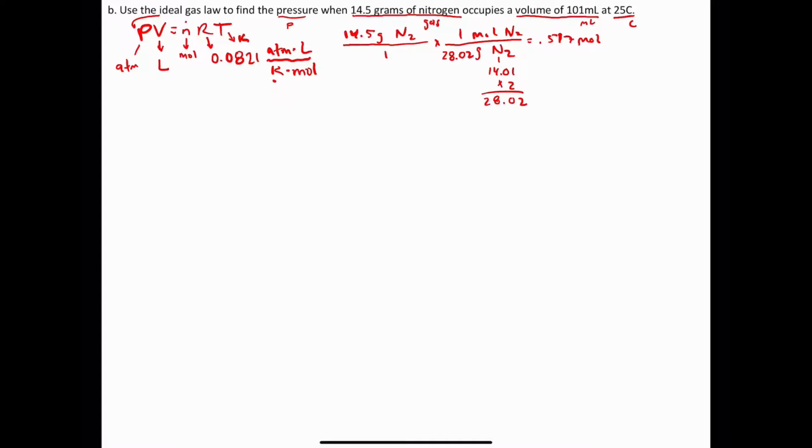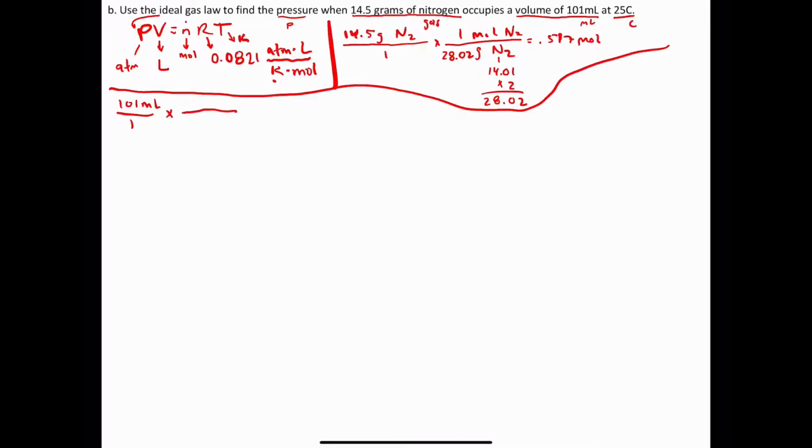The next thing we have is the volume, right? So volume has to be in liters, but unfortunately, it's not in liters, it is in milliliters. So 101 milliliters, 1,000 milliliters on the bottom, 1 liter on the top. When you do this one, it is 0.101 liters. All right, so we got that. Great. Last up, this temperature one, which we're pretty used to now. 25 plus 273 is going to give us 298 Kelvin.